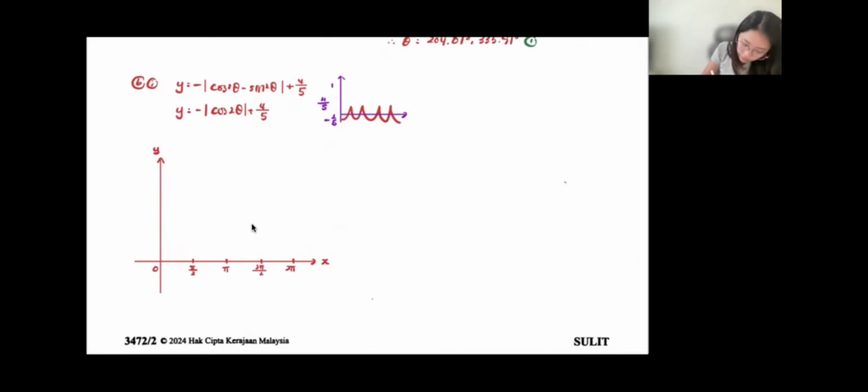Then we have 4 over 5 here. And then -1 over 5. This will be your lines. If you want to draw a dotted line to align everything, you can. Just draw 2 lines over here. All right, then let's start, guys.